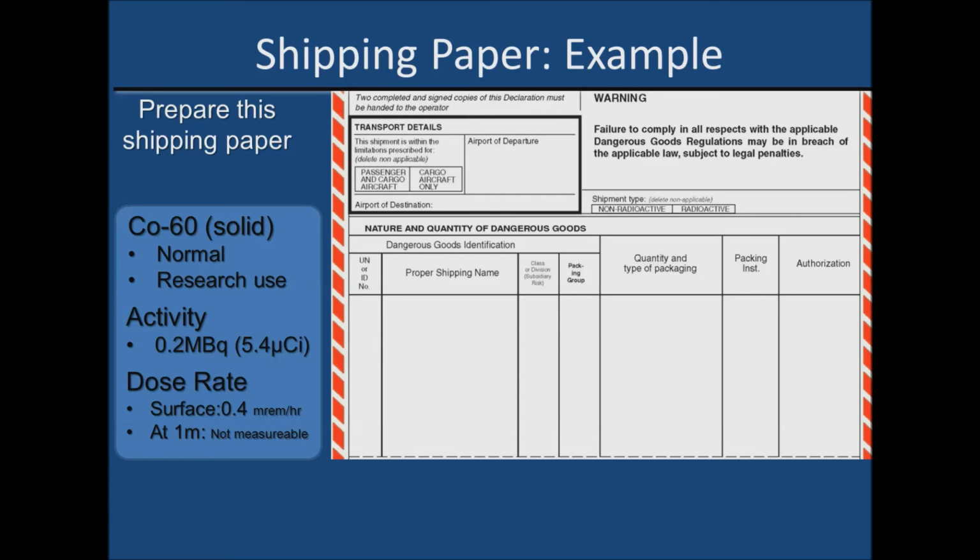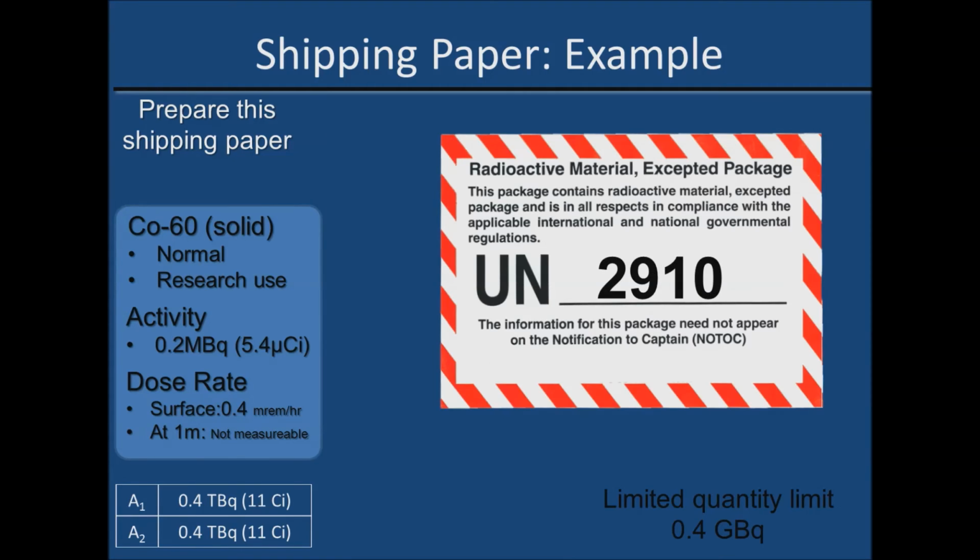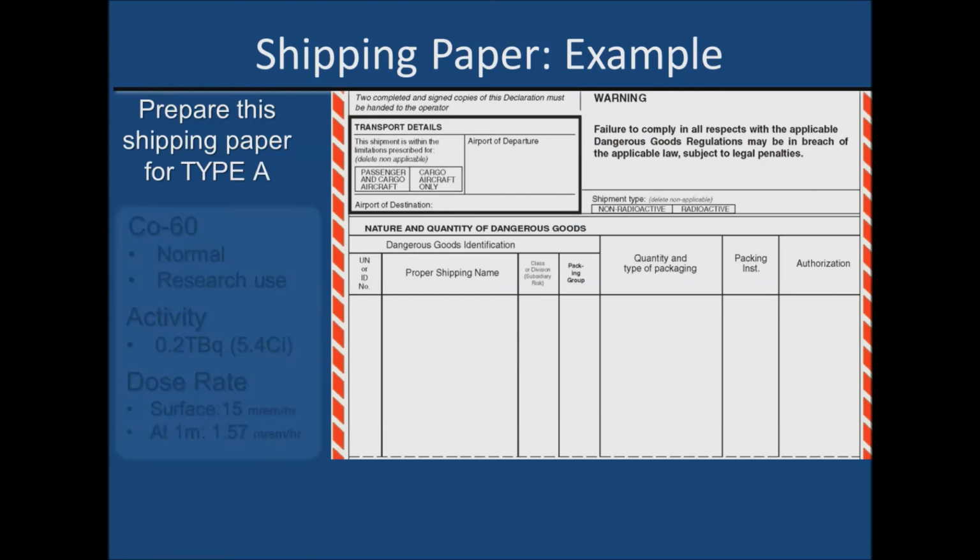So what we do here first is we go through our lookups in our tables and classify what quantity this is. Based on this, we look at the A1 and A2 values, 11 curies. So we look at this and say, what's 5.4 microcuries? Well, a shipping paper is not required, because it is only required for Type A packages. So it's a limited quantity. Other shipping things are needed, but not a shipping paper. The limited quantity limit is 0.4 gigabecquerels, and right here we are at 0.2 megabecquerels, much, much less than the limit. So that's the label you need. Your accepted package is normal form for research use.